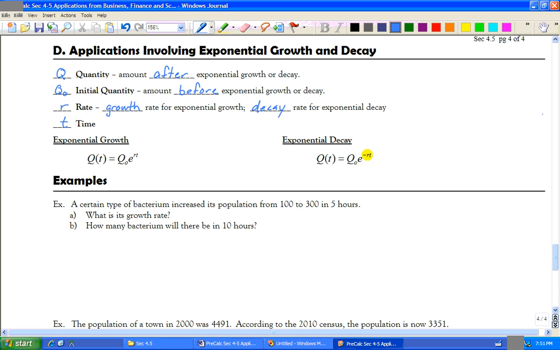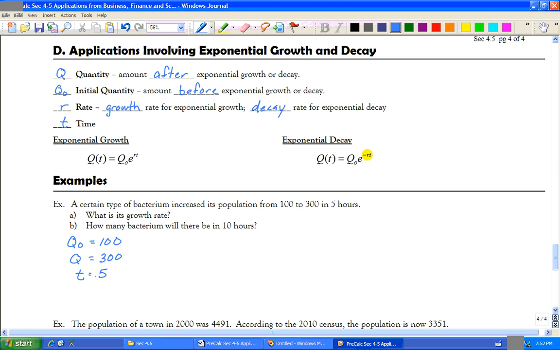Okay, so let's just jump right into an example. A certain type of bacterium increases its population from 100 to 300 in 5 hours. What is the growth rate? Well, what information do we have? We know that our initial amount, Q sub 0, is equal to 100. The quantity that we have, Q, after the growth is 300. And we know that our time is 5 hours.